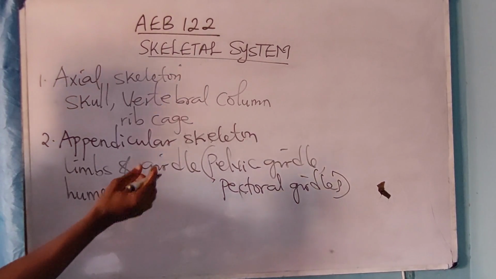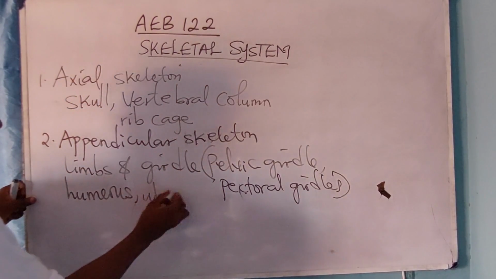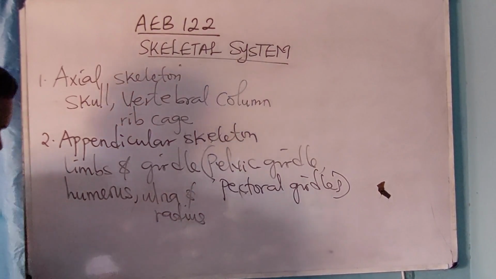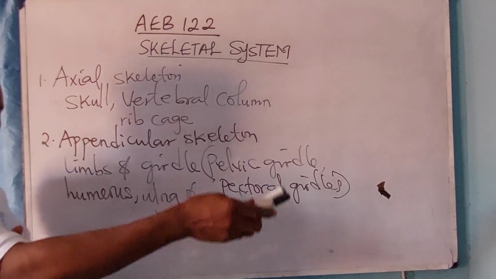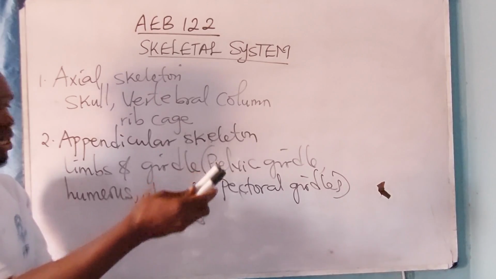The upper part of the limbs is called what? Humerus, while the lower part is made up of ulna and what? Radius. The upper part of the limbs is made up of the humerus. The lower part has two bones called the ulna and the radius.